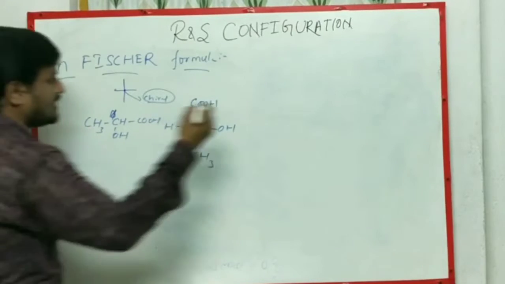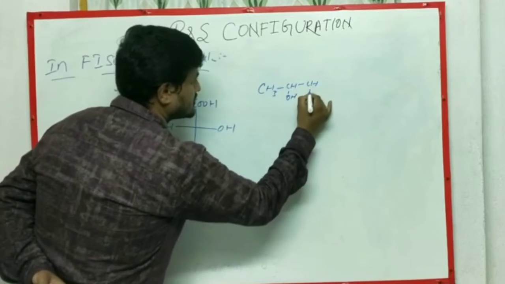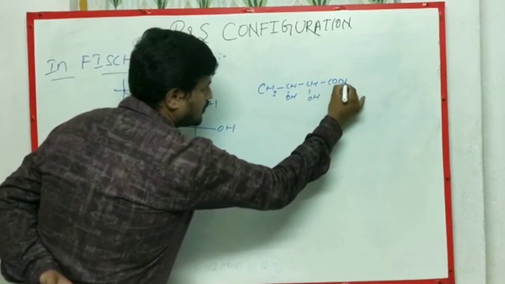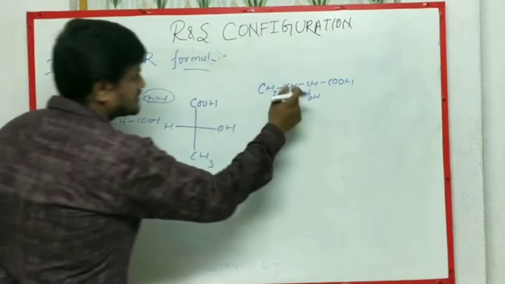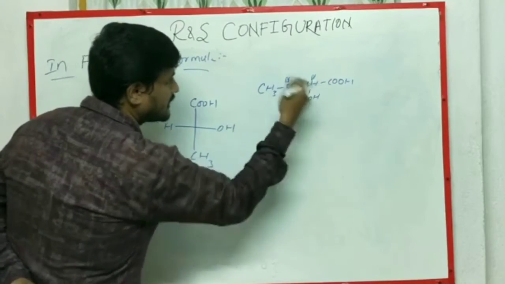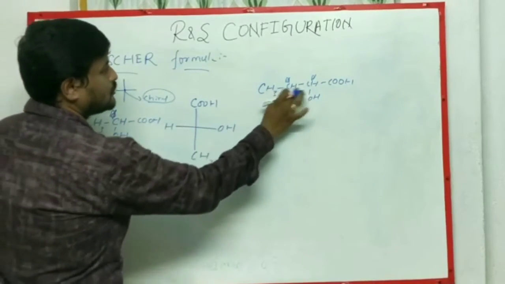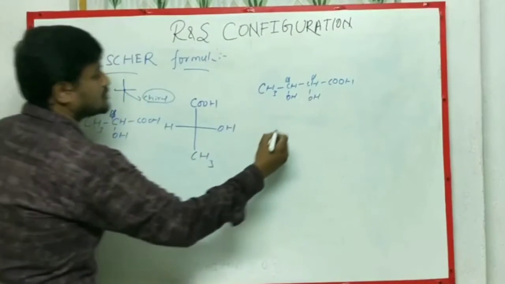Take another molecule, CH3, CHOH, CHOH, COOH. Here, how many chiral carbon atoms exist? In that case, 1, 2. Why? Because hydrogen, OH, methyl, and the remaining group are different valencies. 2 chiral carbon atoms exist. Then it will be written in a Fischer projection formula.